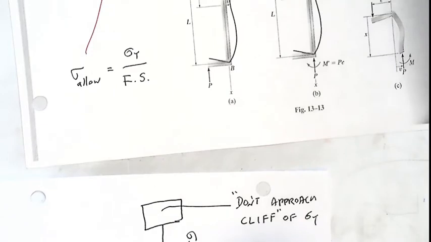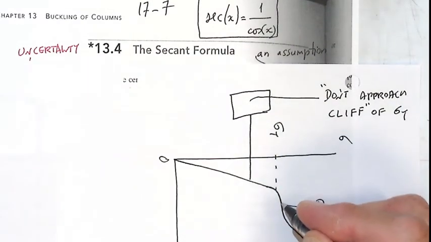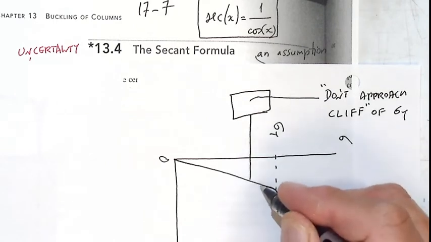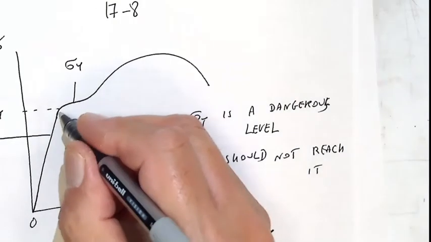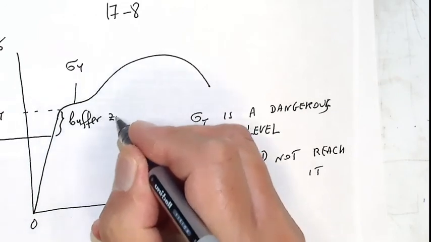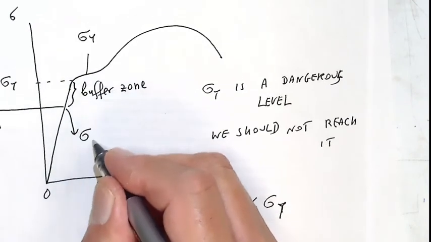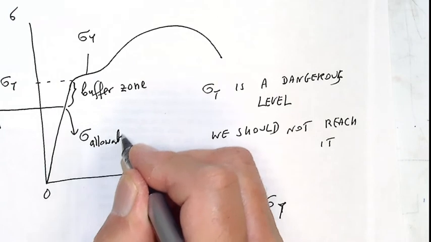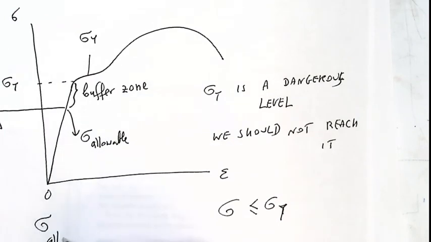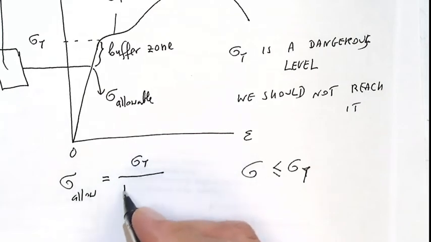So usually if there is a cliff here, that is dangerous. We are not allowing to get very close to the cliff. So there is this buffer zone. So then this is sigma allowable. So sigma allowable equals sigma yield divided by factor of safety.